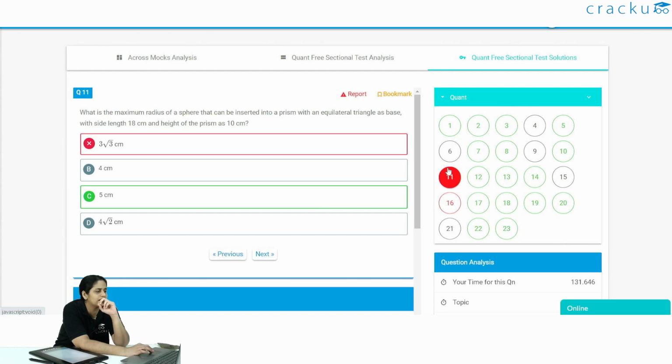So there I made a mistake. I knew this condition existed, but I compared the wrong things. I should have compared not 3 root 3 with 10, but 2 times 3 root 3 with 10. So that is the first mistake I made.